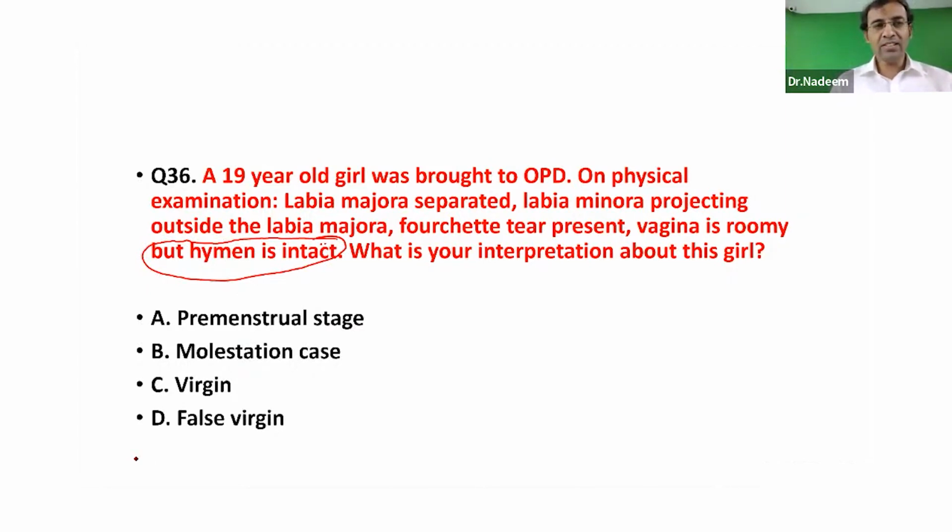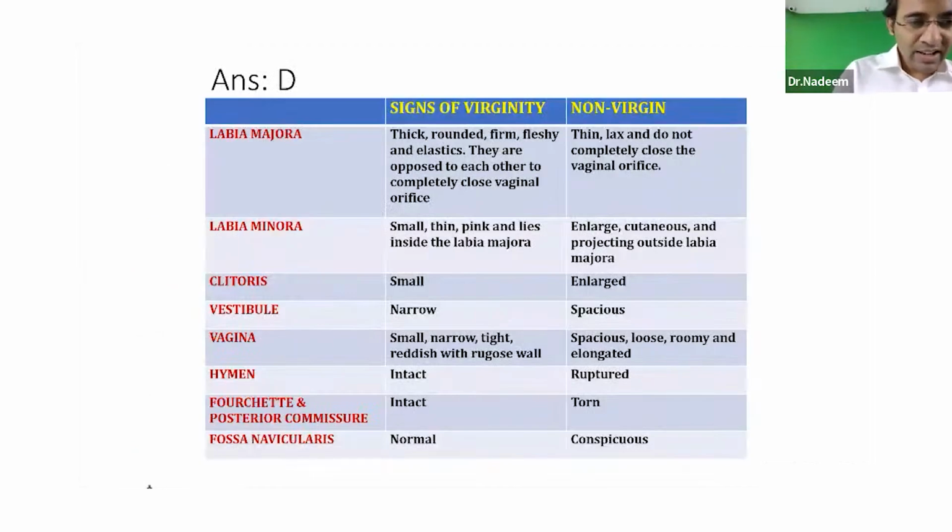First of all, understand how to differentiate a real virgin and a real non-virgin, 100% virgin, 100% non-virgin. First of all, see here, labia majora. These are actually thick, firm, fleshy. They are going to oppose each other in such a manner that you will not be able to see the vaginal opening. 100% virgin.